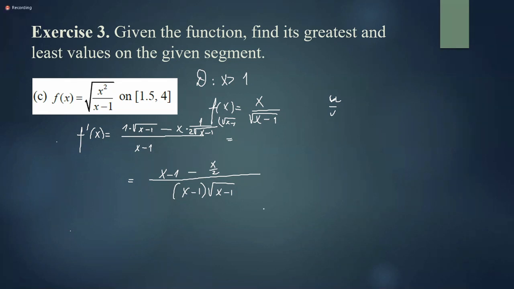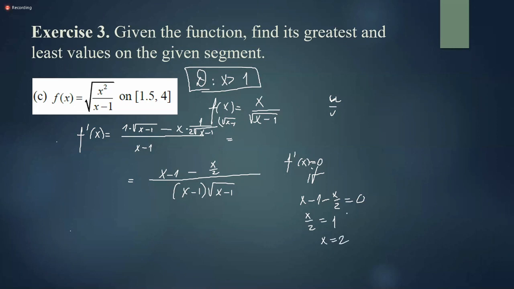So we see that the derivative is 0 if x minus 1 minus x half is 0, because the denominator is always positive from the domain. Looking at the domain, of course, the denominator is always positive. Never 0, because that's outside the domain totally. So we have x half equals 1, x is 2. So the critical point is x equals 2. Critical point or stationary point.